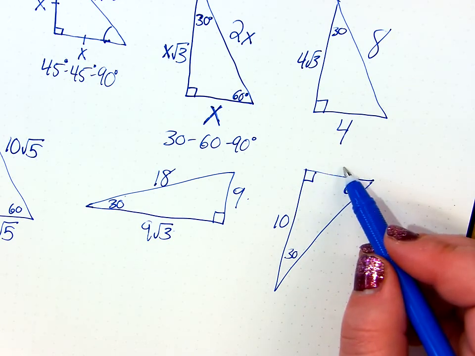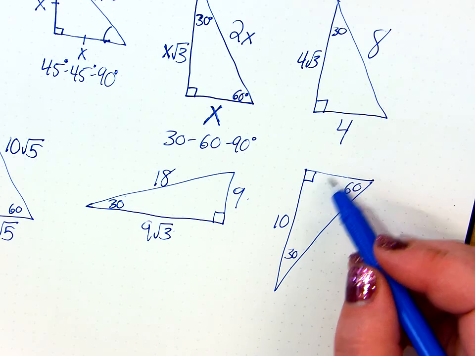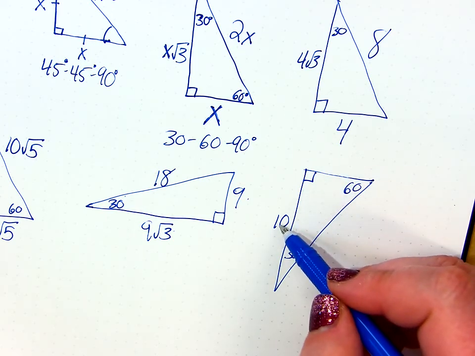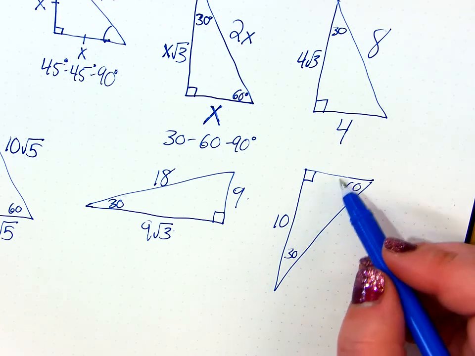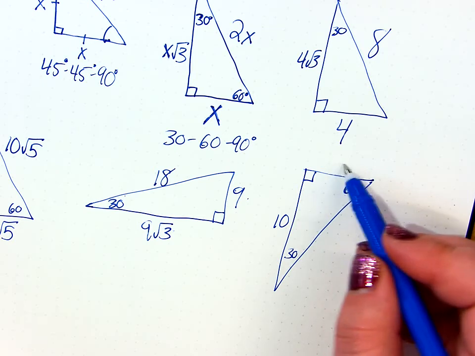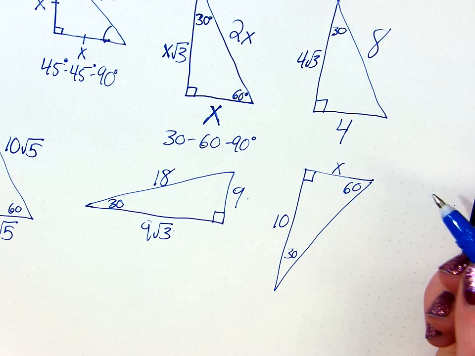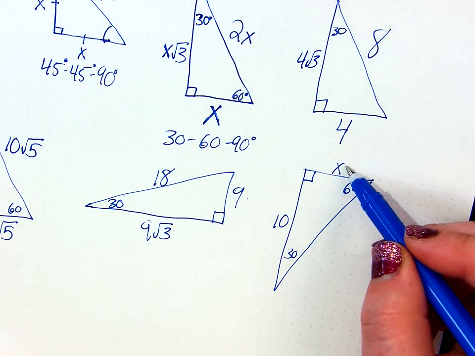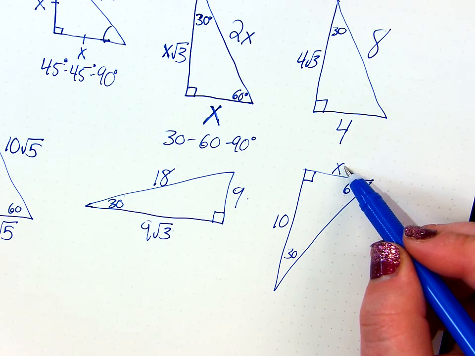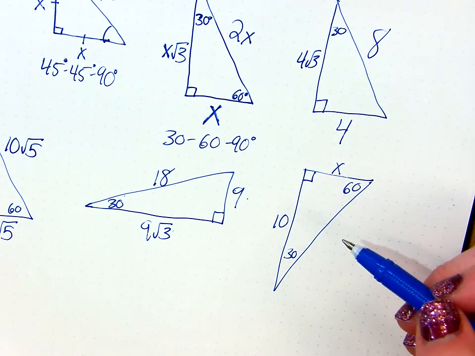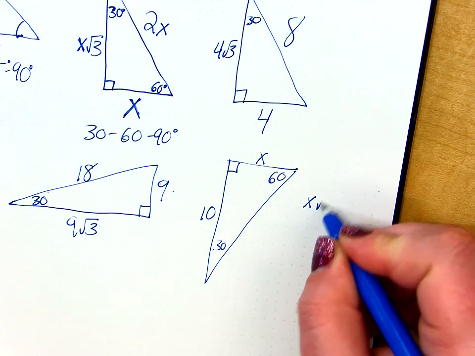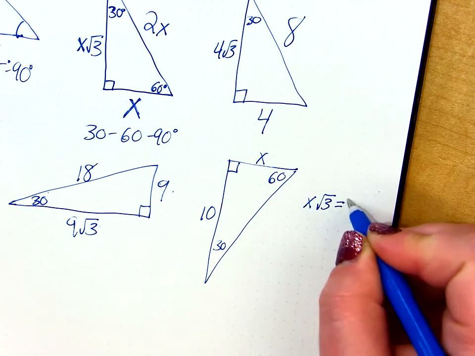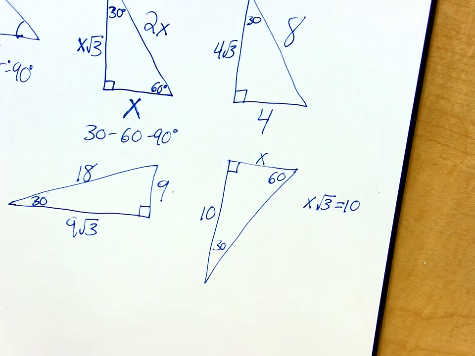I would take this side and I would times it by root 3 to get this one. So remember, just like we did yesterday, I can write a little equation to solve for this if I can't just do it in my head. I want to take some number, well, let's call it x. I don't know what that side is. I want to multiply it by root 3, and that's going to get me 10. So if I wrote that like an equation, that side times root 3 gets me 10. Now, just solve for x.